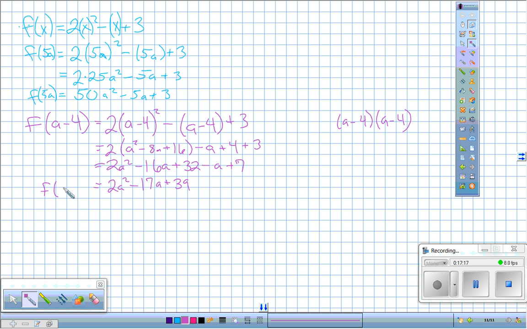On my final line for my answer, I'm going to have f of a minus 4 in parentheses equals 2a squared minus 17a plus 39. So I don't care if you don't write the f of a minus 4 on each line, but I do want it on the first line and the last line.